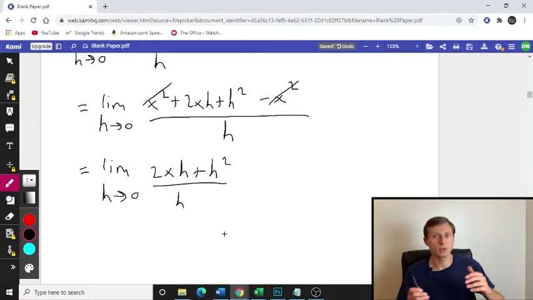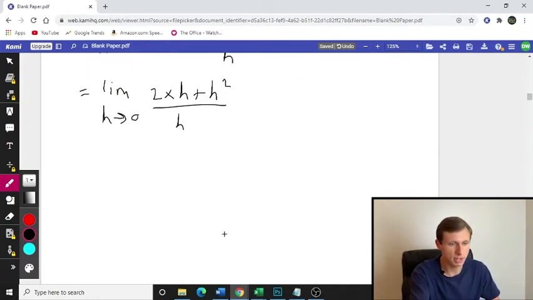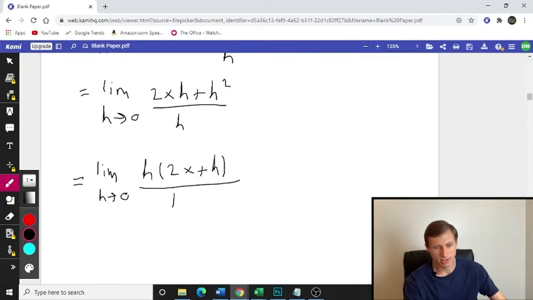Well, if you go back to our strategies, the 5 ways of evaluating limits, we're going to do method 2, which is factoring and canceling. So how can I factor out the numerator? Well, I think I can pull out an h term here. So we get the limit as h approaches 0 of h times the quantity 2x plus h, divided by h.